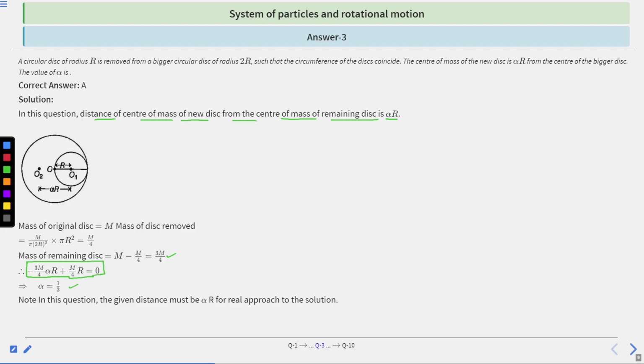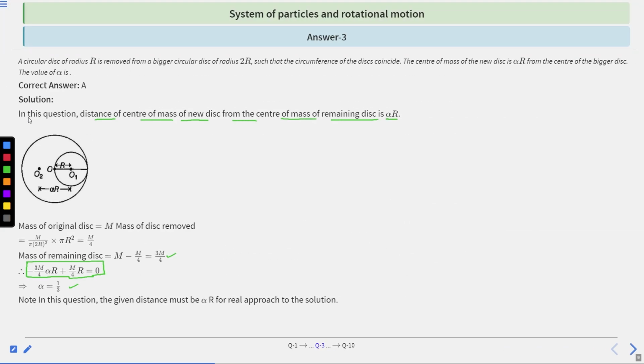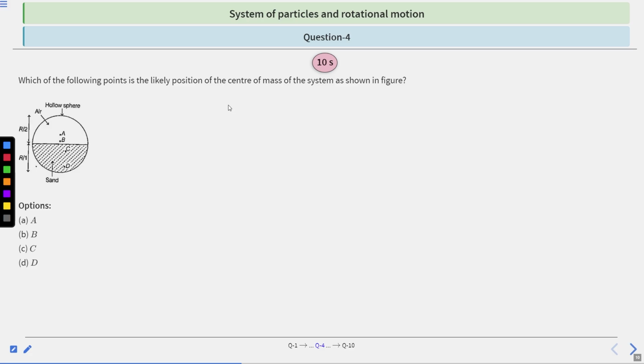Alpha is equal to 1 by 3. So the correct answer is A. Next question, question 4.